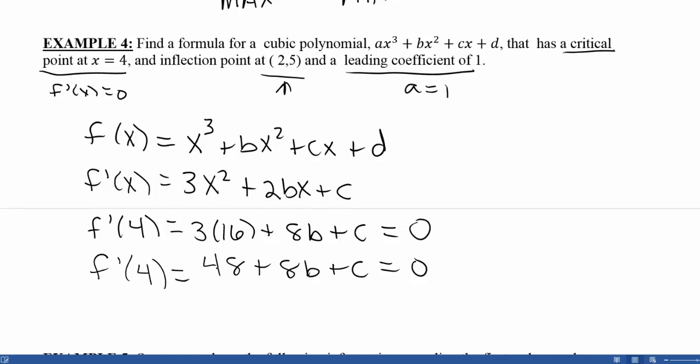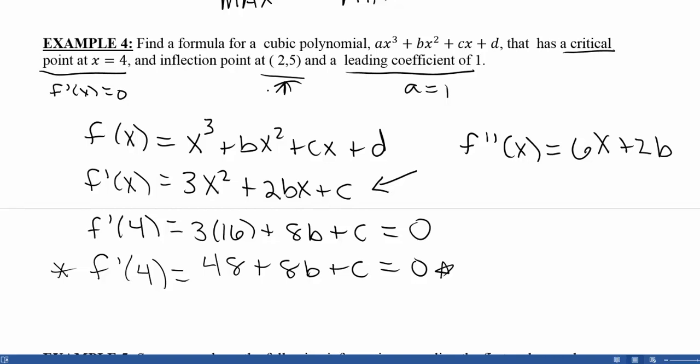Unfortunately, I'm not able to solve for either of these constants yet because I have two constants and one equation. So I want to keep working and see what else I know. Maybe this equation will become useful to me in a little bit. So I also know something about the second derivative. So let's go ahead and compute the second derivative, and then we'll talk about that. So here, the second derivative, I'm going to go back to the unfactored, uncomputed form of the first derivative, and I'm going to get 6x plus 2b.